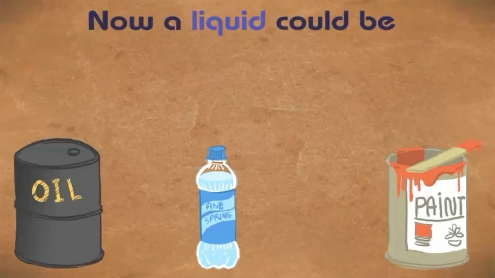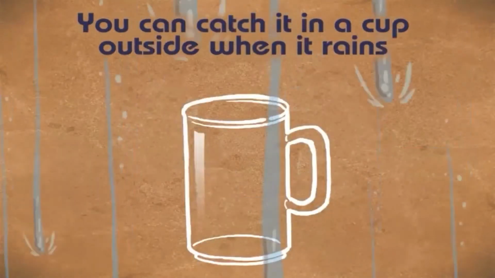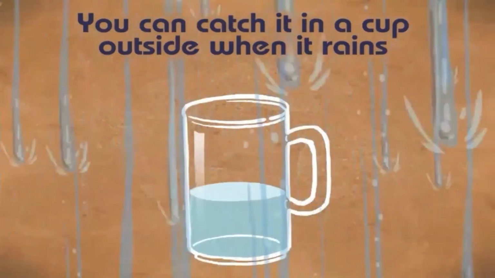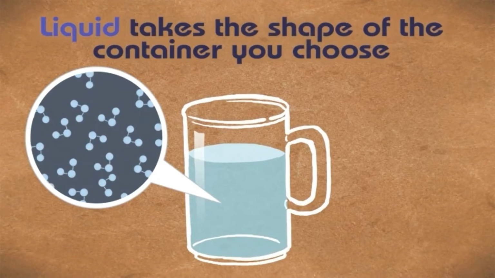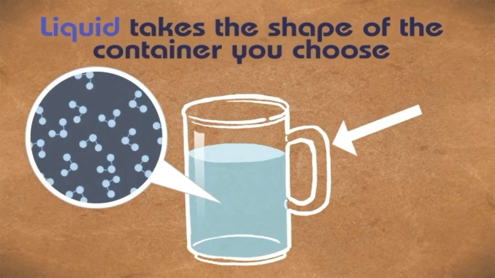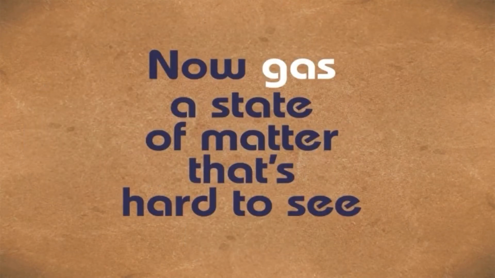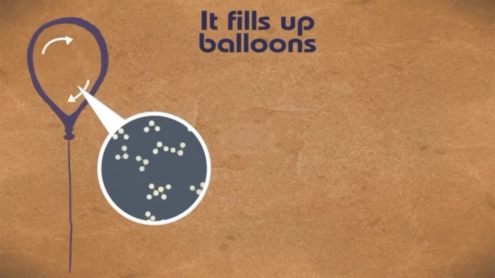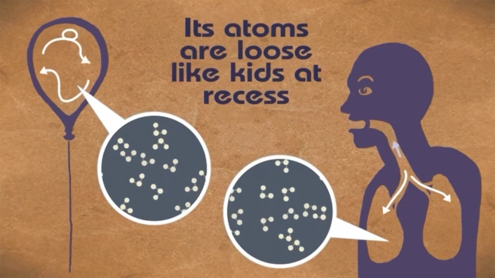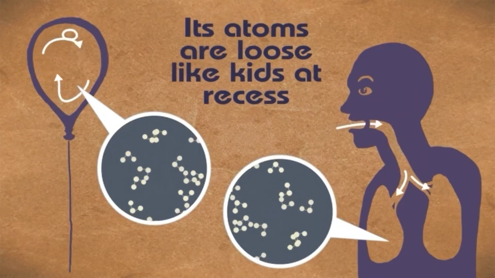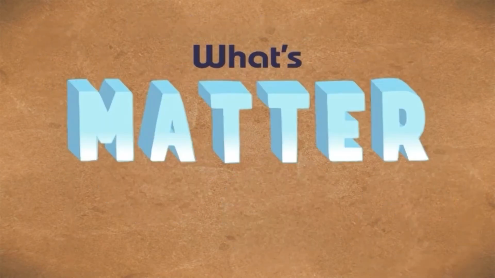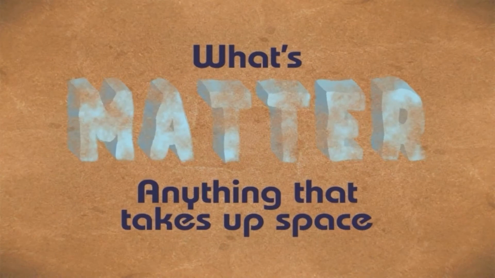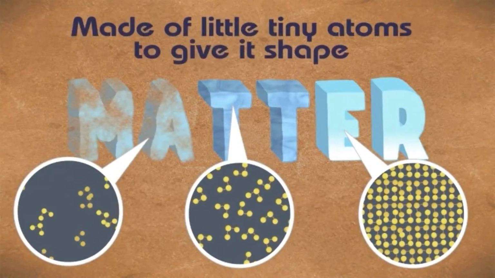Now a liquid could be oil, water, or paint. You could catch it in the cup outside when it rains. The atoms of a liquid are a bit more loose. Liquid takes the shape of the container you choose. Now gas, a state of matter that's hard to see. It fills up balloons, it's the air that you breathe. It's atoms, are loose like kids at recess, moving all over the place, they don't rest. What's matter? Anything that takes up space, made of little tiny atoms to give it shape.